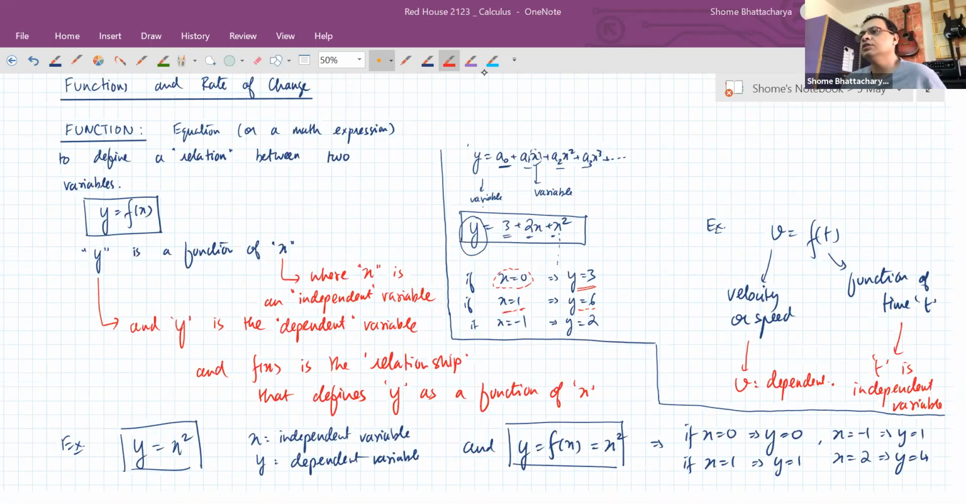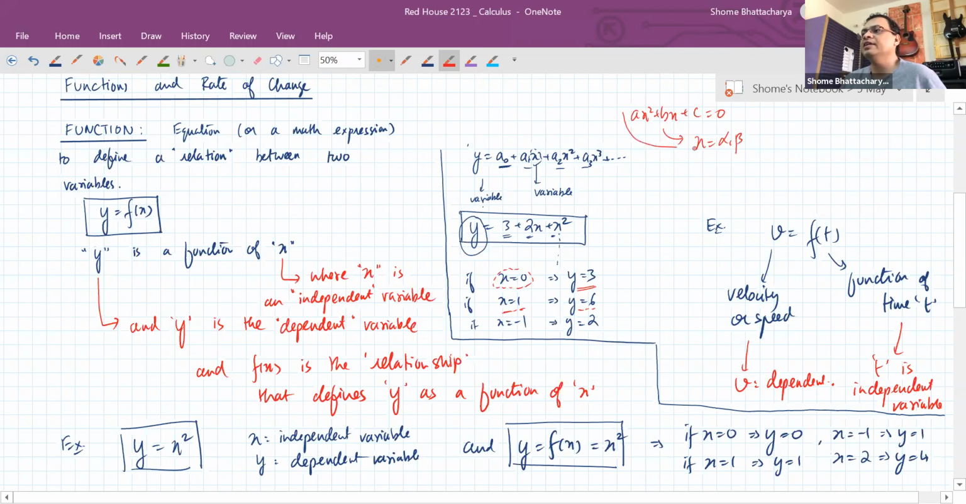Anshul, to answer your question, a quadratic equation is not the same thing as a quadratic function. A quadratic equation is of the type ax square plus bx plus c is equal to 0. This has two roots, alpha and beta. That's a separate matter. But a quadratic function is when we write y equal to ax square plus bx plus c. In this function, when I take any particular value of x, it gives me a unique value of y. It does not give me two values of y.